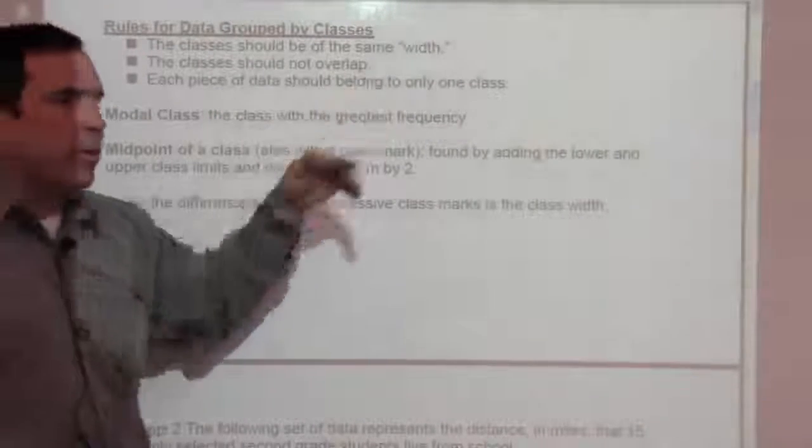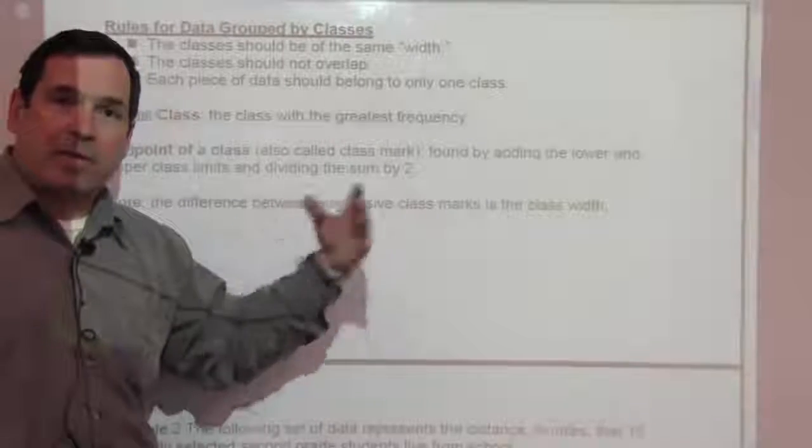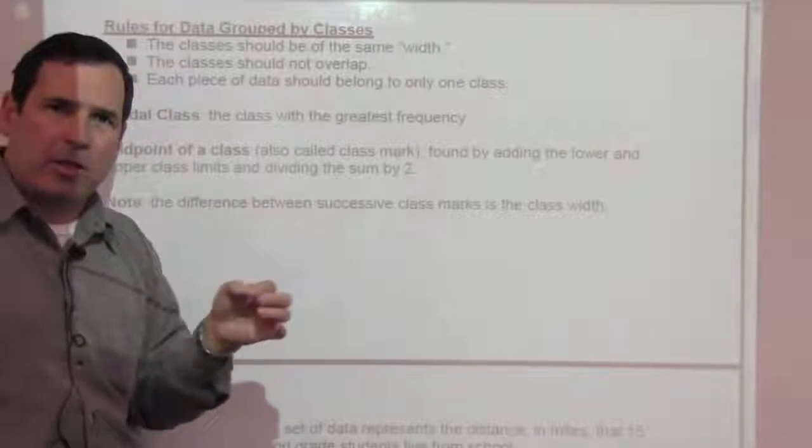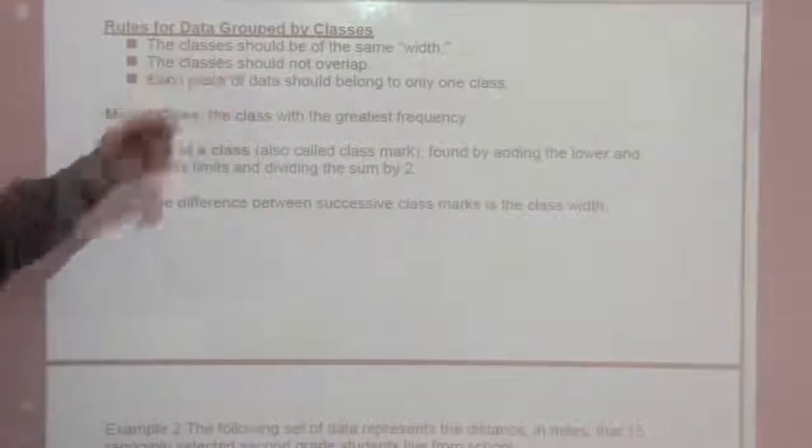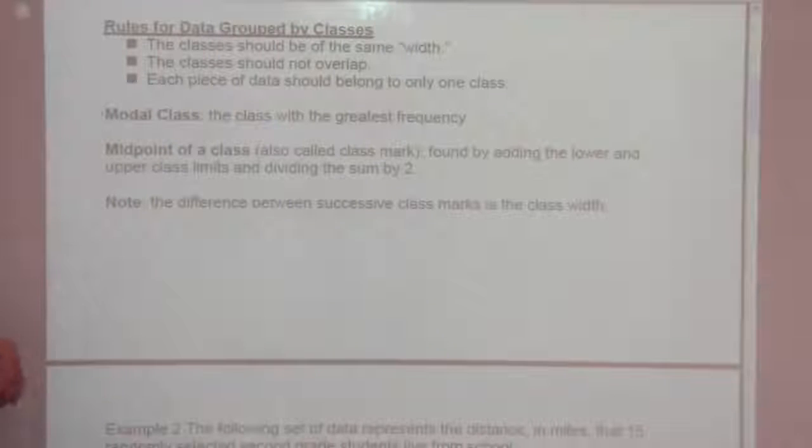Classes should not overlap, so you wouldn't go 0 to 5, then 5 to 6, because 5 would fall into both categories. So we need to be careful of that. Each piece of data should belong to only one class.